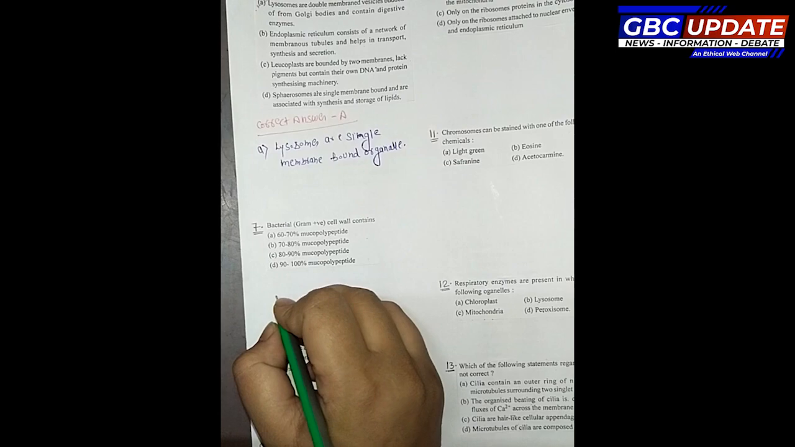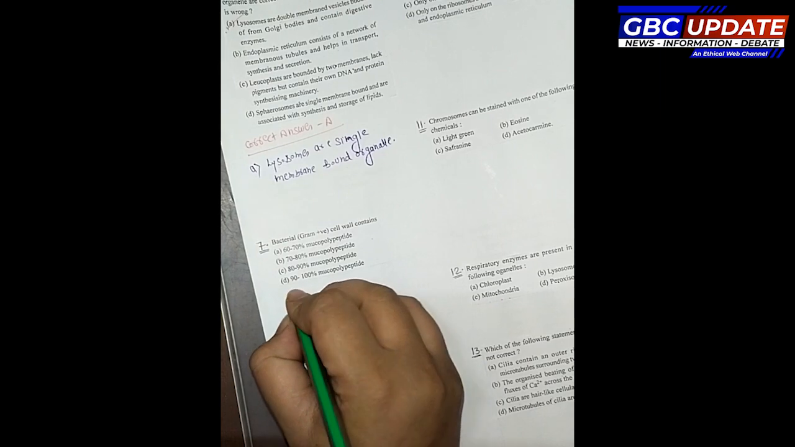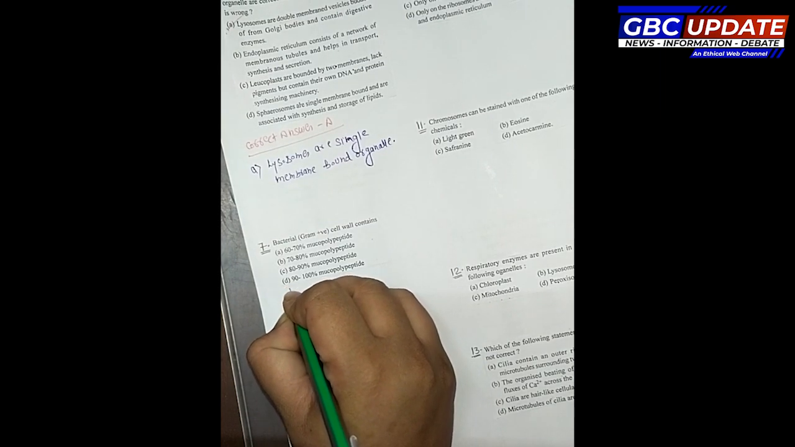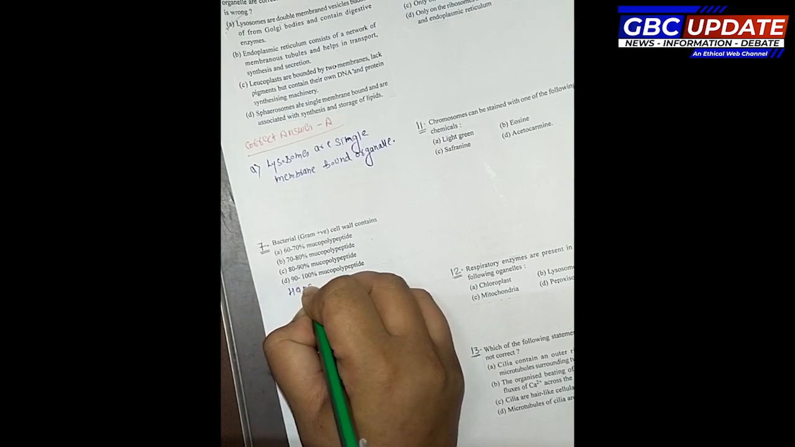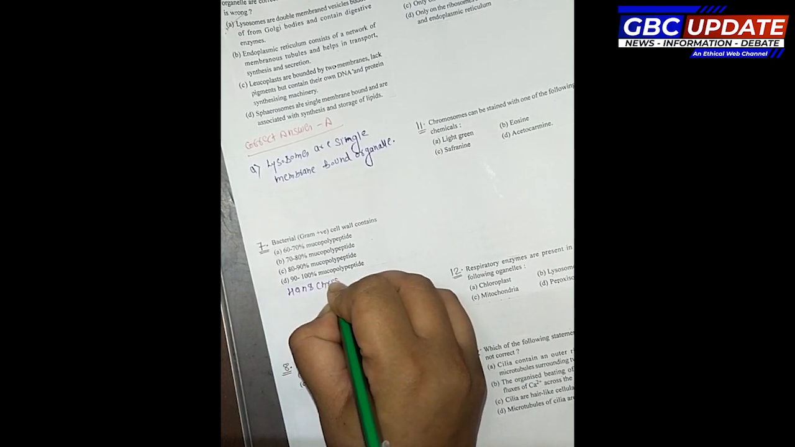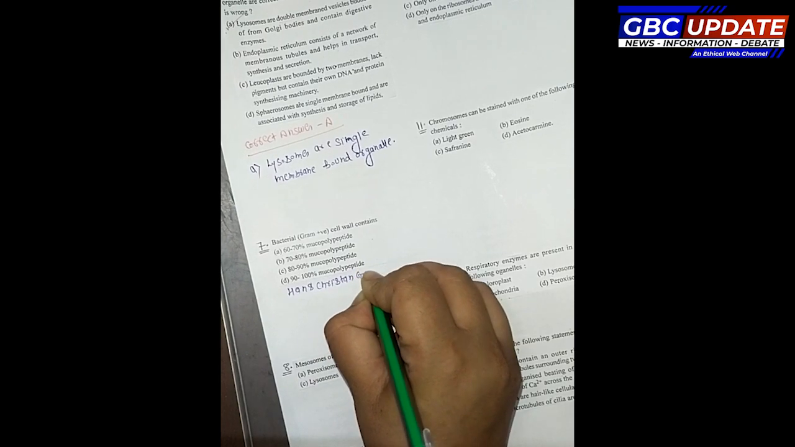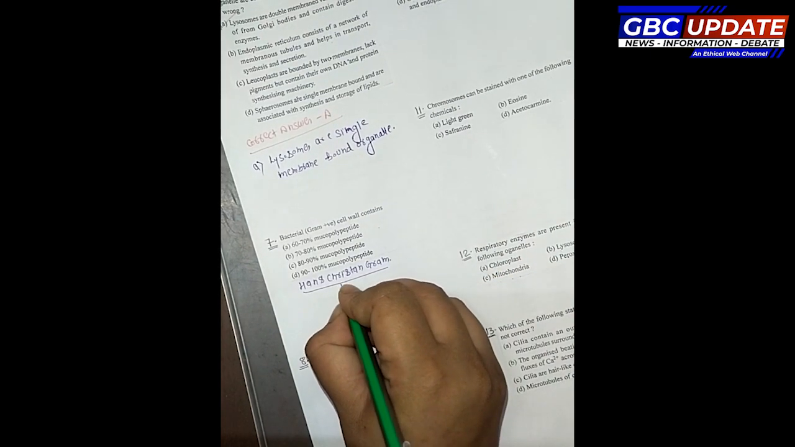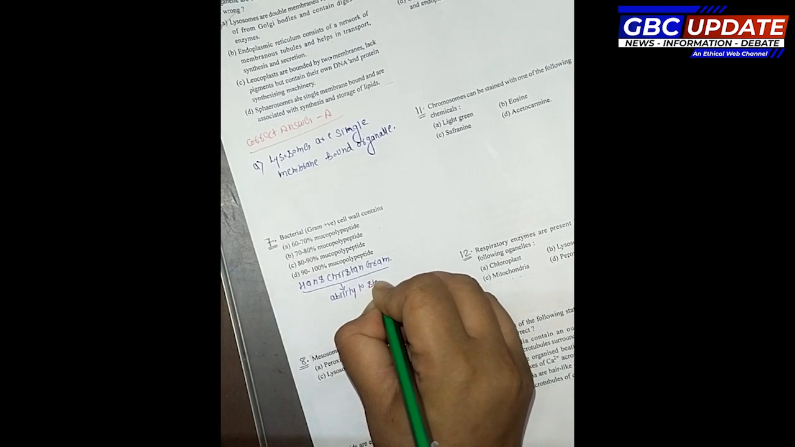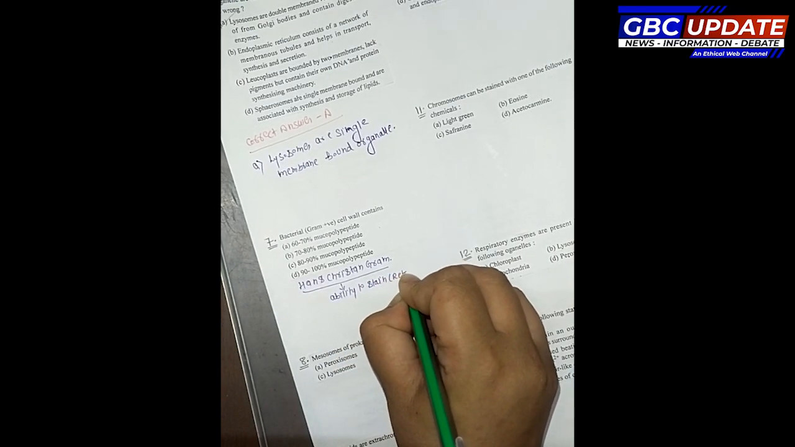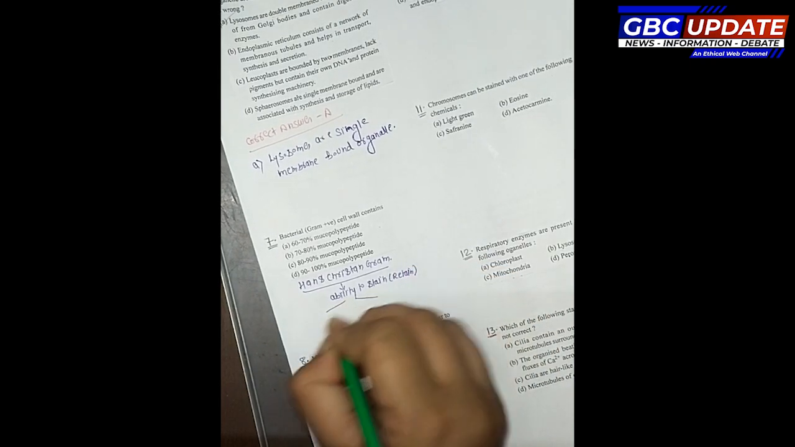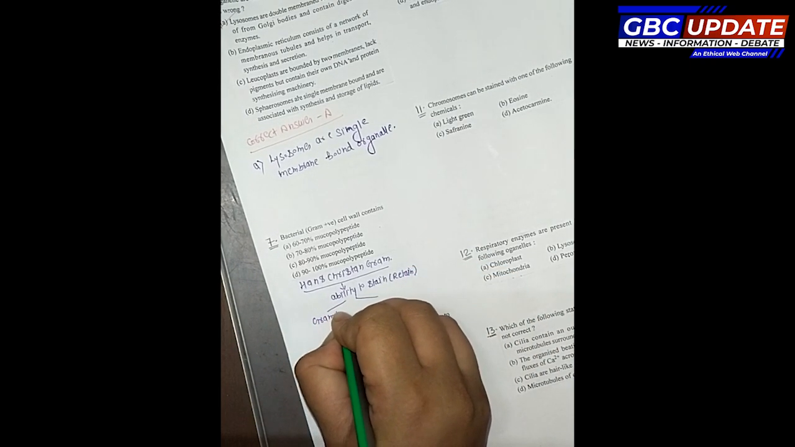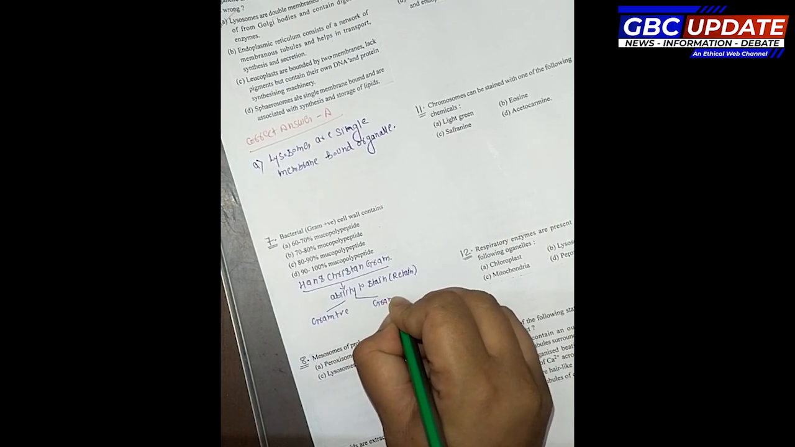Next question is, bacterial gram positive cell wall contains. So bacteria are classified into two types. There was a scientist, his name was Hans Christian Gram. He classified bacteria on the basis of their stain retaining power into two parts. One is gram positive and the other is gram negative.